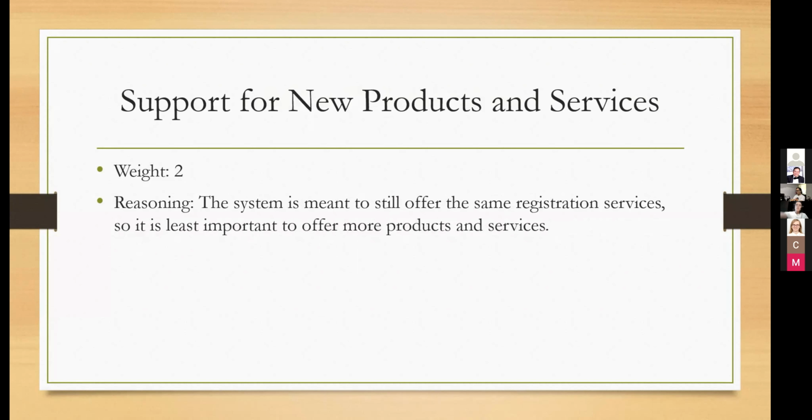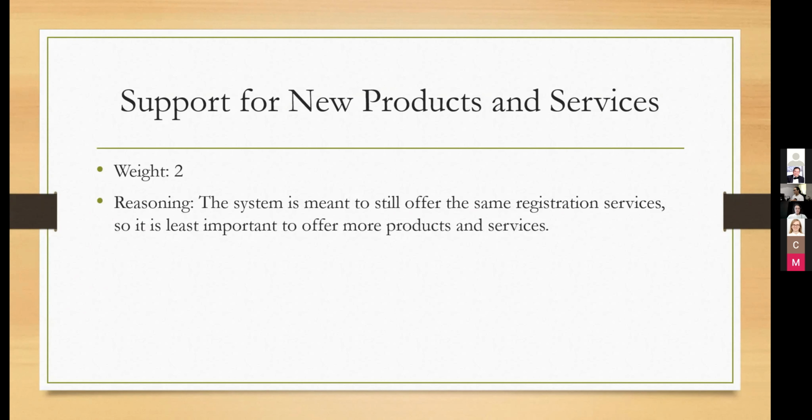And now come to the next slide. Support for new products and services. And this we rated really low with a weight of 2 because a registration system usually does not need to support new products and services. It's just for, you know, registration. And so this is our least important weight.